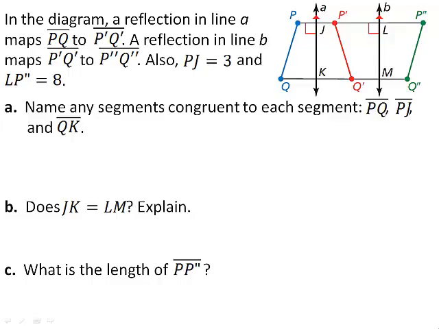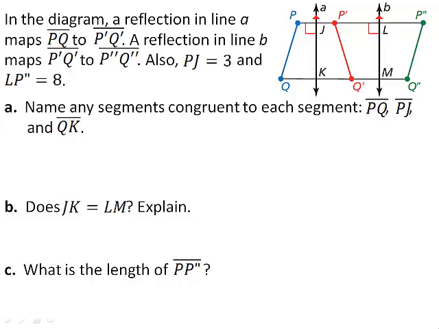In the diagram, a reflection in line A maps segment PQ to segment P'Q'. A reflection in line B maps segment P'Q' to segment P''Q''. Also, PJ equals 3 and LP' equals 8. Part A, name any segments congruent to each segment.